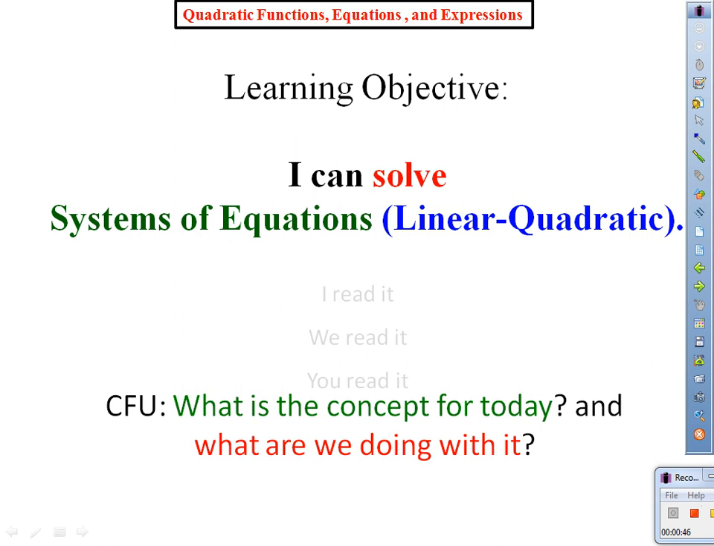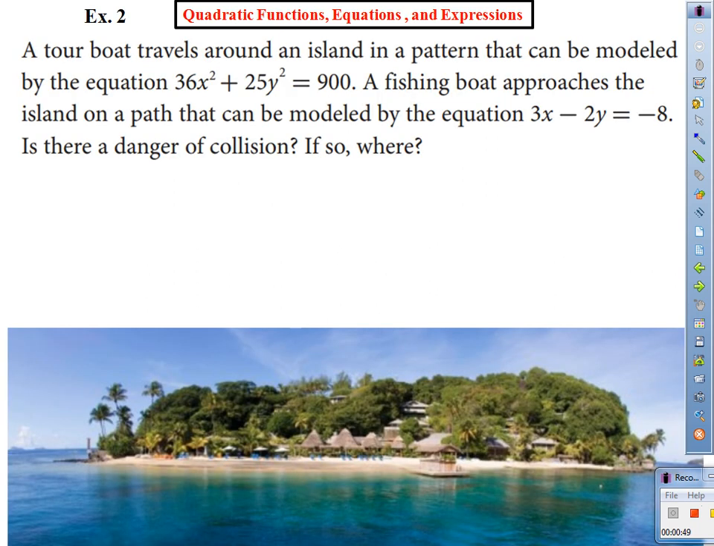So today we wanted to look at something like this. Don't copy this, please. It says, a tour boat travels around an island in a pattern that can be modeled by the equation 3x squared plus 25y squared equals 900. However, a fish boat approaches the island on a path that can be modeled by the equation 3x minus 2y equals -8. Is there danger of collision? If so, where?